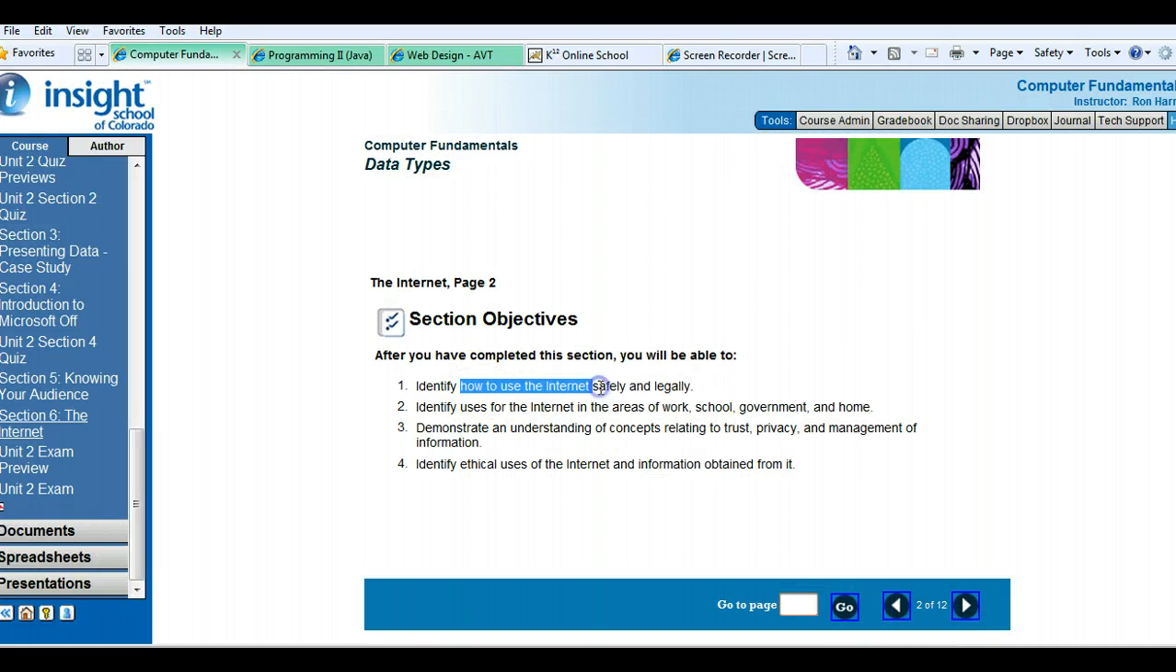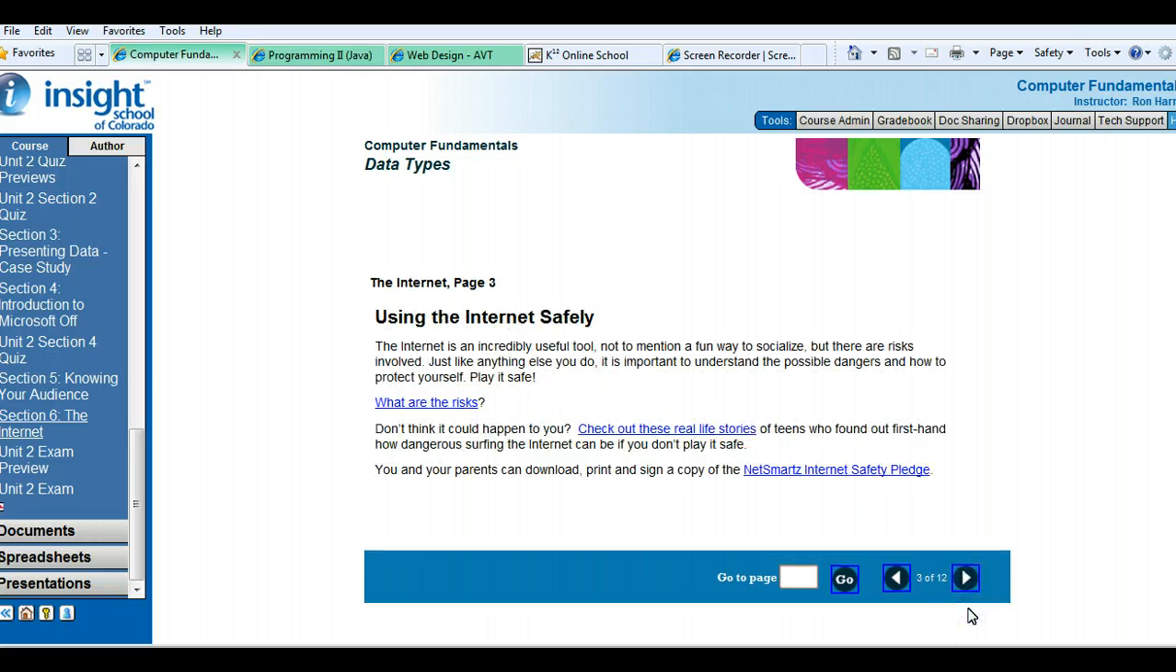So we're going to identify how to use the internet safely and legally, identify uses for the internet at home, school, etc., understand concepts related to trust and privacy, and look at ethical uses of the internet. So using internet safety, it's important to understand the possible dangers and how to protect yourself. You need to play it safe when you're online.